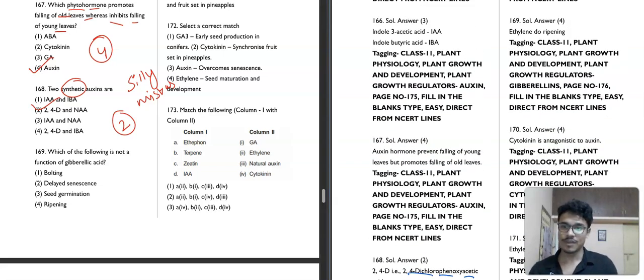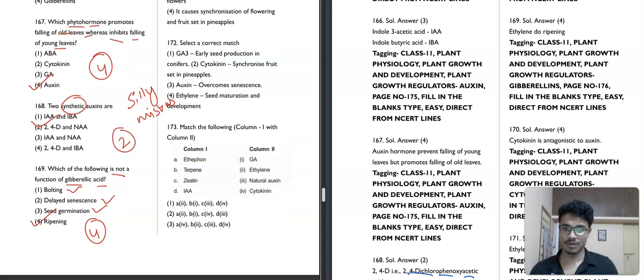It is saying which of the following is not a function of gibberellic acid. Which of the function is not? Bolting is a function of gibberellic acid. Delayed senescence is a function of gibberellic acid. Seed germination is a function of gibberellic acid. But ripening is not a function of gibberellic acid. Tell me which hormone does ripening? That is ethylene. So it is our correct answer.